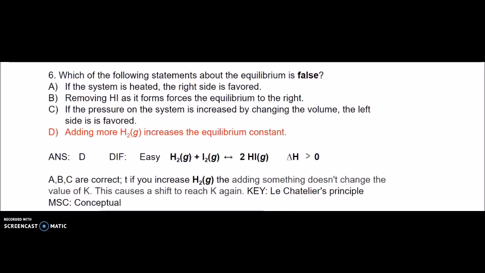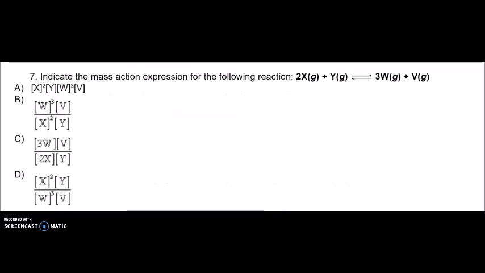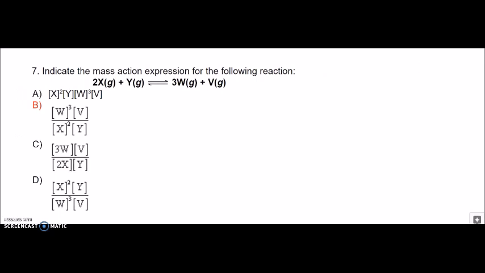Good job. Number 7, indicate the mass action expression for the following reaction. 2X plus Y yields 3W plus V. So pause the video after you're ready and check your answer. And of course, the answer is letter B, products raised to their coefficients over the reactants raised to their coefficients. Pretty much the definition of what an equilibrium expression is.